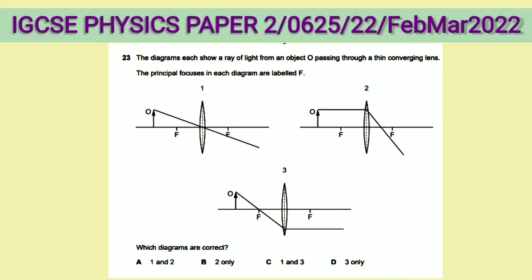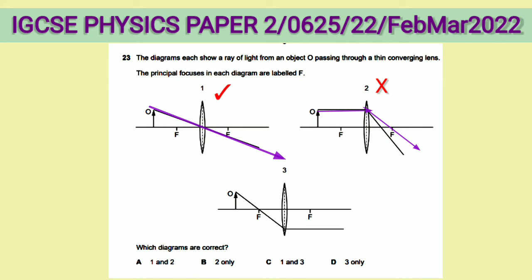Our next question, number 23. The diagram each shows a ray of light from an object O passing through thin converging lens. The principal focuses in each diagram are labeled F. Which diagrams are correct? In first diagram, we have ray passing through optical center passes straight through it. It's a correct diagram. In second diagram, ray parallel to principal axis should pass through focus after leaving the lens, but it isn't passing through focus. So this diagram is incorrect.